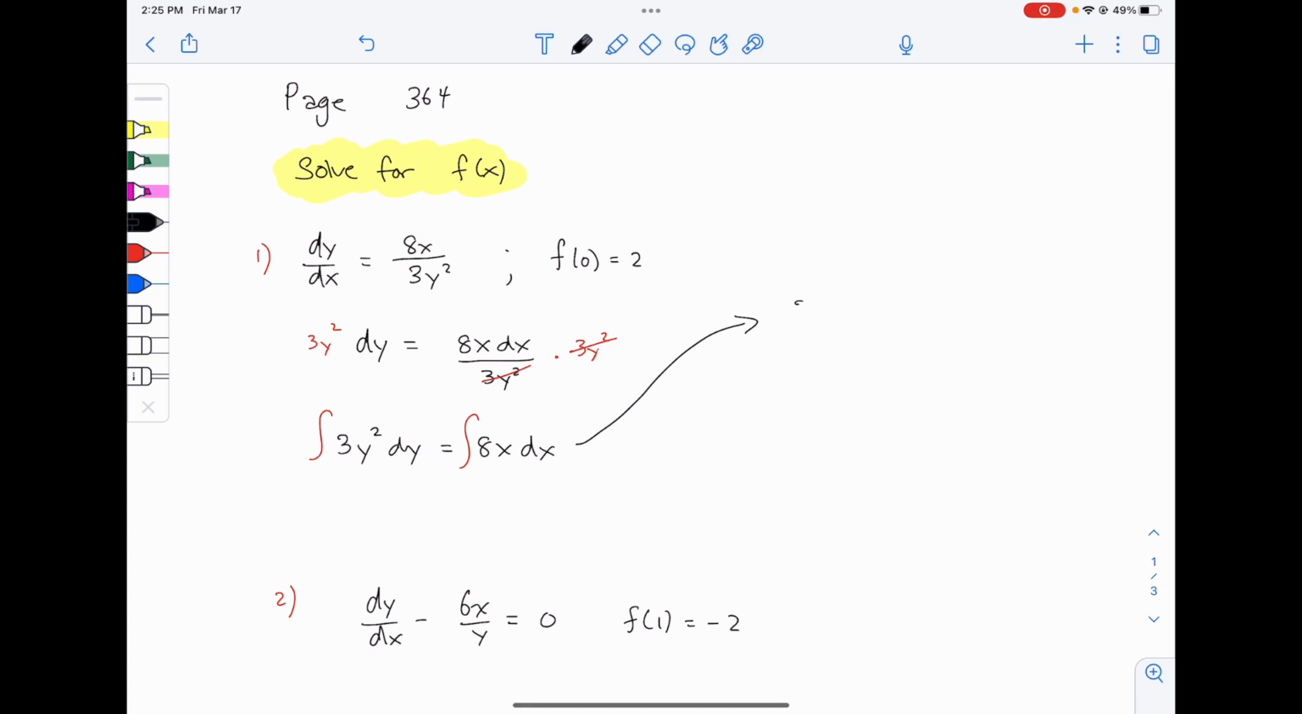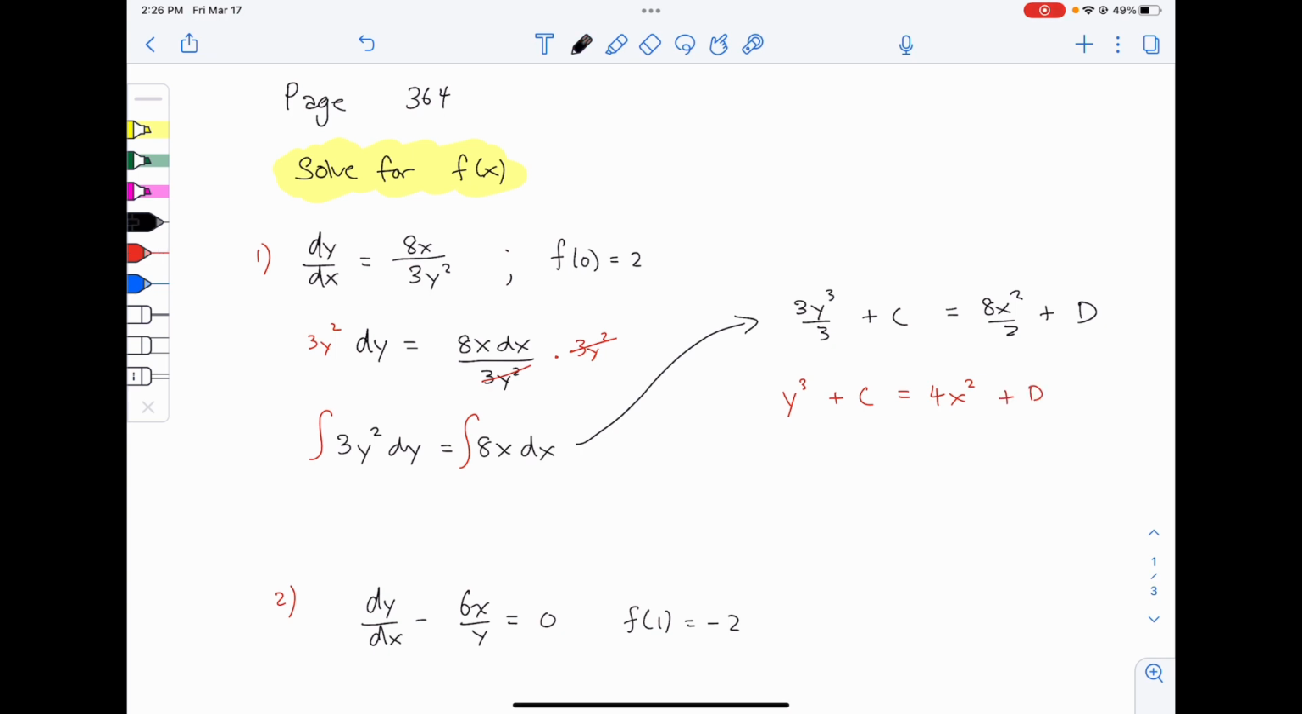When I integrate this, I have 3y cubed over 3 plus c, and on this side, I have 8x squared over 2 plus, in this case, a d, because it's important to know that both of these constants are different numbers. In saying that, if you wanted to write both as c's, that's completely fine because of what I'm going to do next. I'm going to clean this up. This is y cubed plus some sort of constant is equal to 4x squared plus some sort of constant.